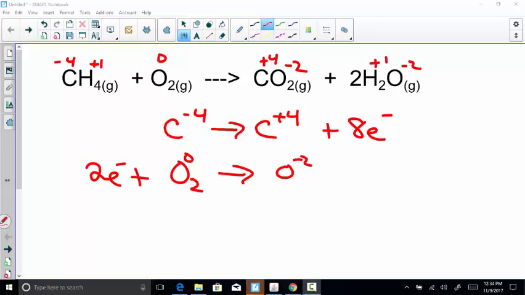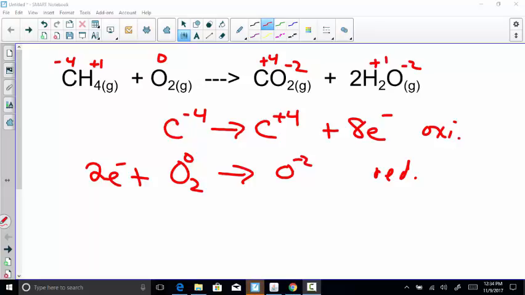Okay? So really, in order to solve these problems, I probably should have left more room because this is what you need to do. So then once we do this, losing electrons on the top line, is that oxidation or reduction? Leo the lion goes GER. LEO, loss of electrons is oxidation. So this is oxidation. GER, gain of electrons is reduction. So this is reduction.